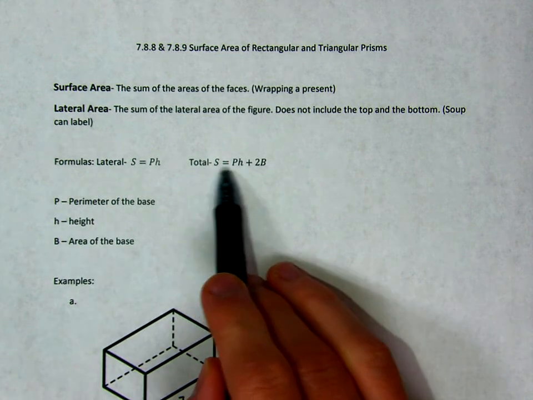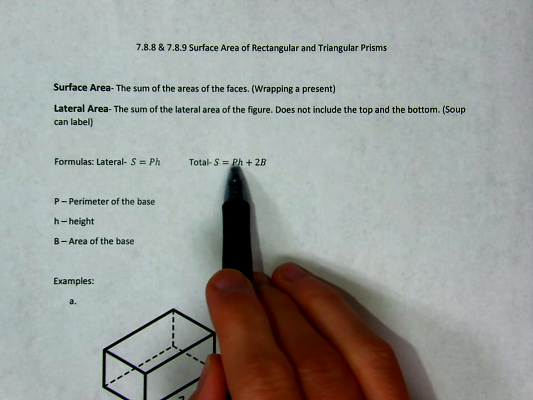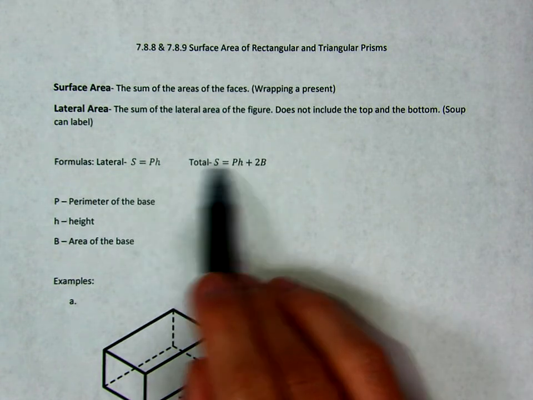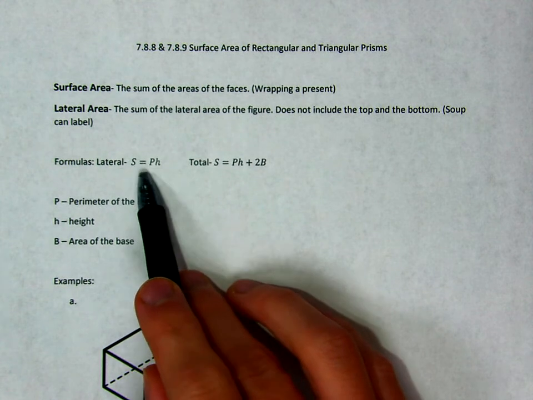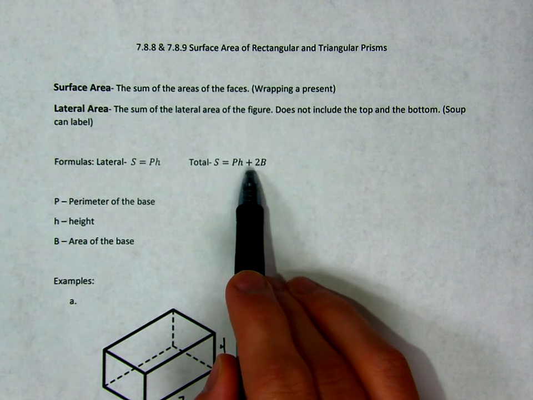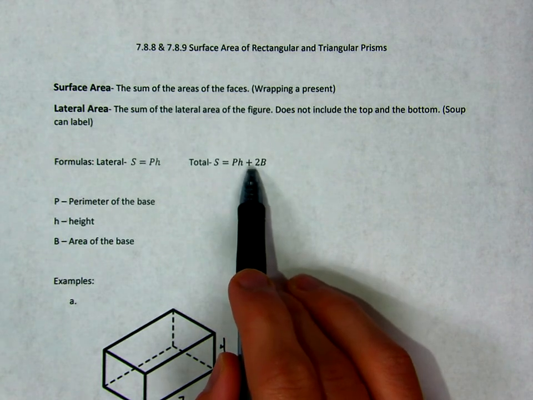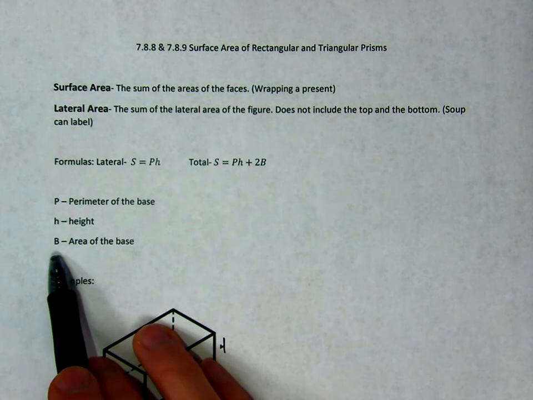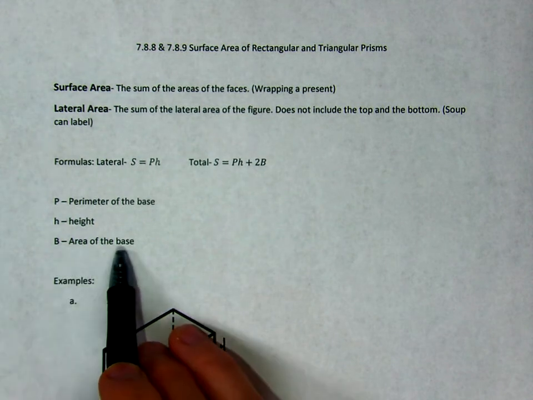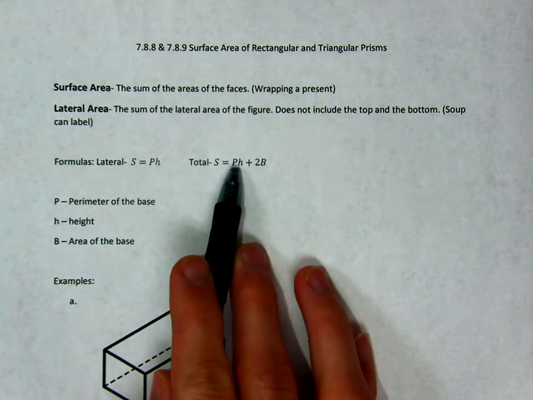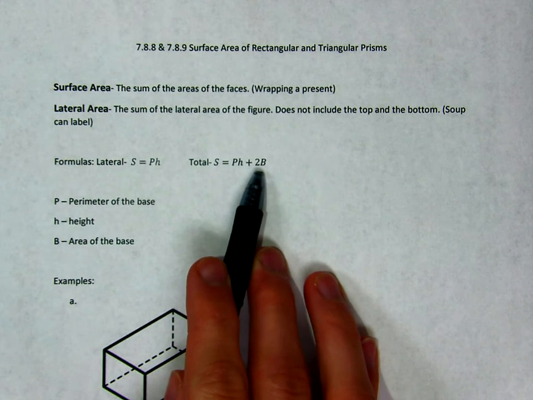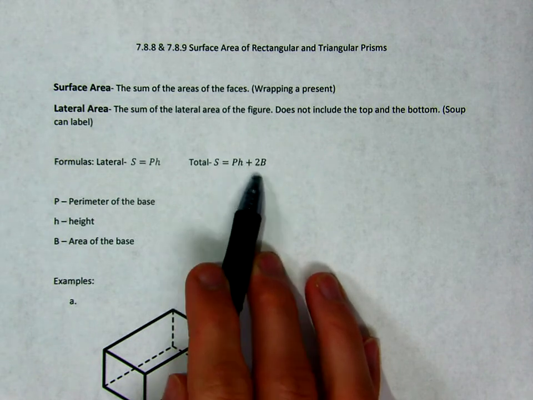And then we move on to total. You'll notice the first part of that total is the same as our lateral area. So S equals PH is the same as lateral. Once you solve for lateral, you've already got the first half of this formula. What we're adding to it is plus 2B. Remember that capital B is the area of the base. So PH is lateral area, and 2B would be the top and bottom. Add those together and you get total.